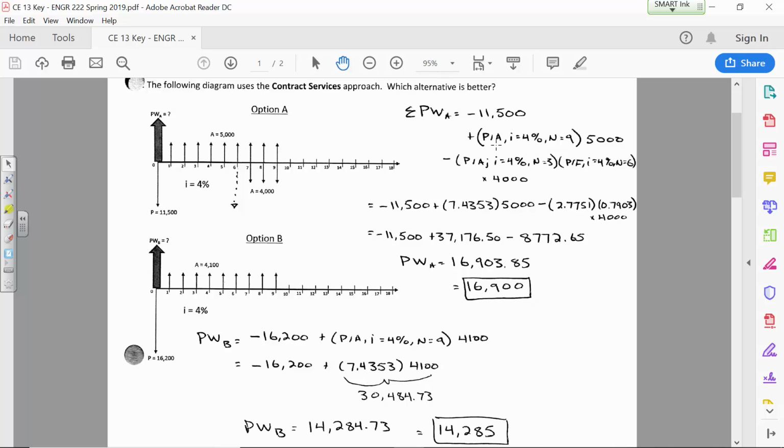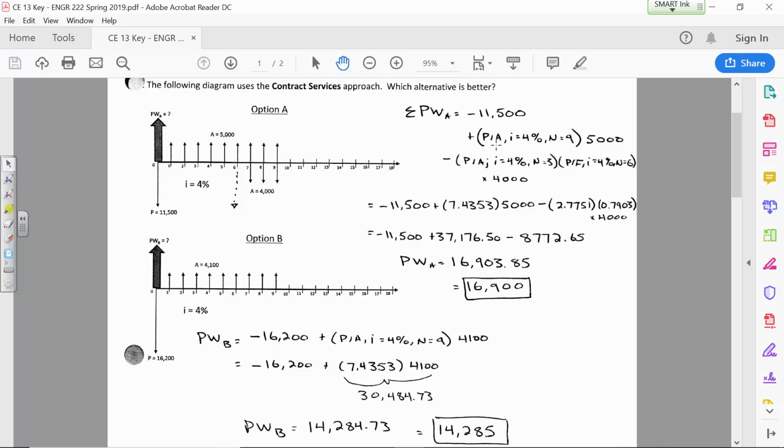So here's the comparison. 16.9 versus 14.285, and we want to maximize our profits. So the decision criteria, and that's an important phrase, decision criteria, is choose the larger of the two present worths that's positive. If they're both negative, it doesn't matter which one's larger because you're going to say no to both. But in this case, they're both positive, so the one we choose, assuming it's mutually exclusive, is the one that's bigger.